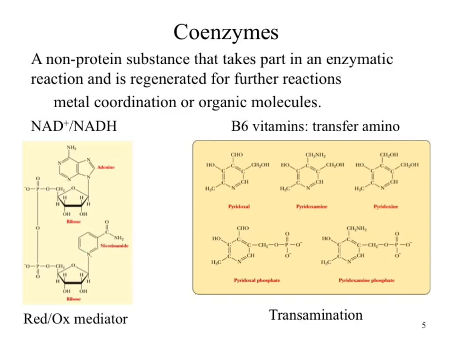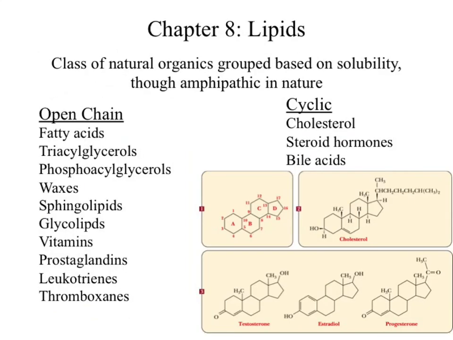Oh, well, apparently I decided to animate both those things. Transamination, and then we also have a redox mediator. Fine. Remember B6 and transamination. It's really fast. I'm not quite sure how that works, but okay. If I see B6 and I see transamination, then I'm going to say that's the answer. As long as you get it right, I don't care.